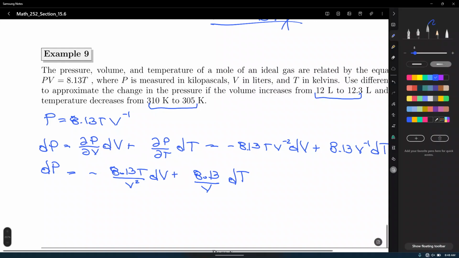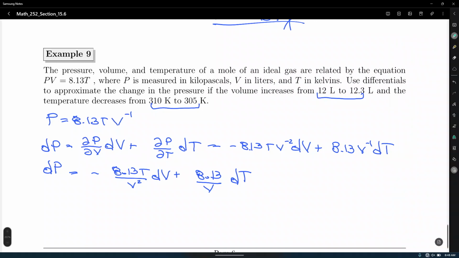So number one, our dV, which is our delta V. To go from 12 to 12.3, that is 0.3, right? And to go from 310 Kelvin to 305 Kelvin, careful, our dT, which is our delta T, that is negative 5, all right? So the signs matter here. If it's increasing, positive. If it's decreasing, it's negative. Okay?